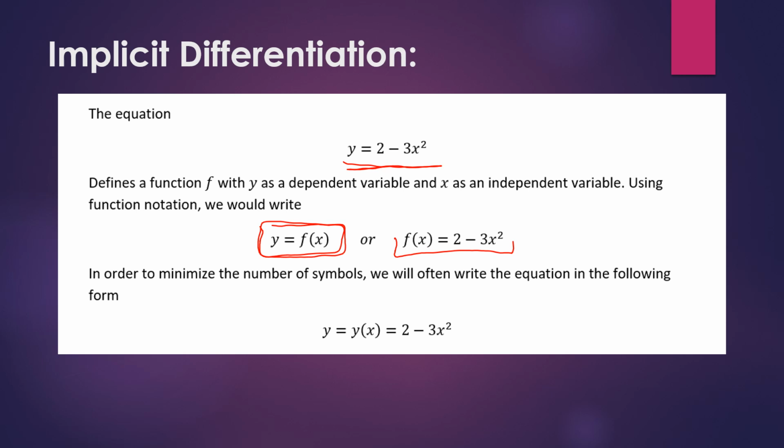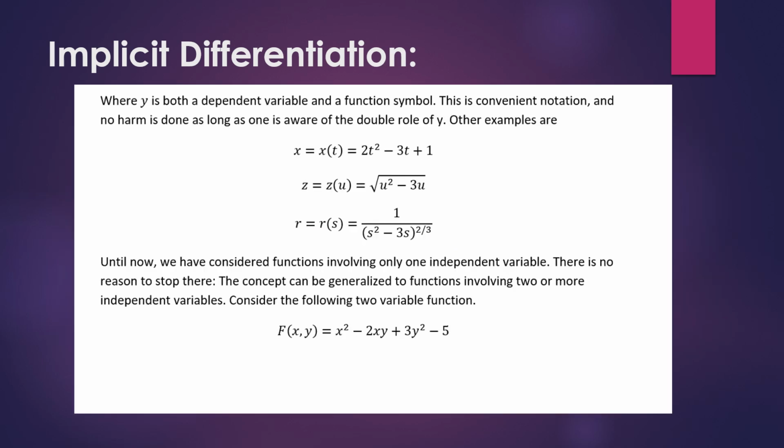In order to minimize the number of symbols that we need to use, we might get into the habit of writing functions as variables. So instead of calling y f of x, we might think of y more like y of x. So the function name would actually be y. So y, which is a function of x, is equal to 2 minus 3x squared. And this hopefully will make a little more sense in just a little bit.